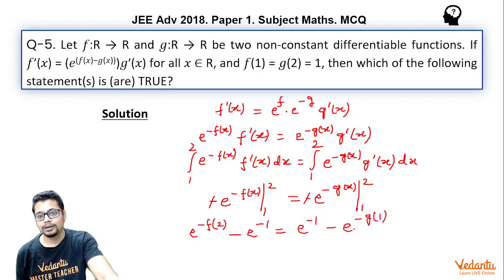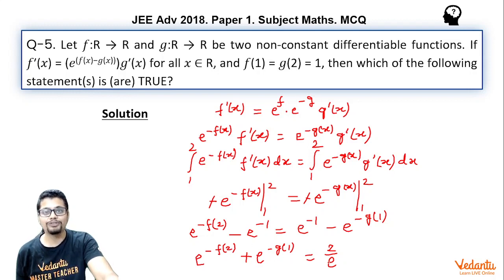Now if you see carefully, e to the power minus f of 2 plus e to the power minus g of 1 turns out to be e to the power minus 1 plus e to the power minus 1, which essentially is 2 by e. Now e to the power anything real is always positive. So that means both these quantities are strictly positive. So I can say, since the sum of both of them is 2 by e, each of these two quantities would be less than 2 by e.